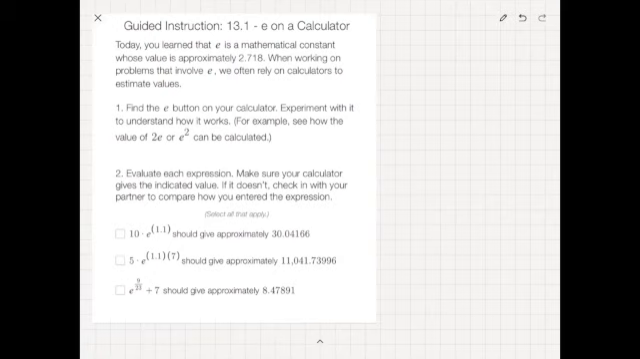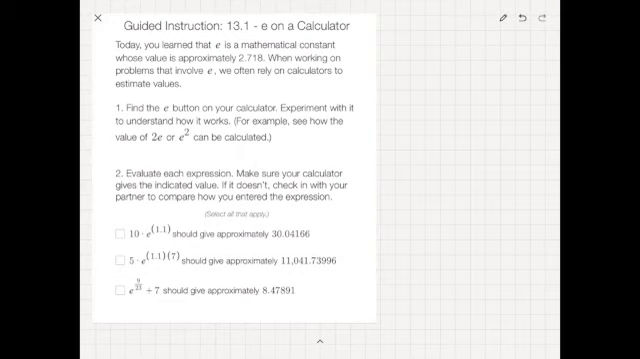So the first thing I want you to do is pull up a calculator. If you have one at home, that's cool. If you need to pull one up on the internet, that's great too. My recommendation is the Desmos Scientific Calculator, and it's linked in Google Classroom with this assignment. So go ahead and open that up. I want you to find the E button on your calculator and experiment with how it works. See if you can do 2 times E or E squared. See if you can calculate a few of those. So pause the video, play around with the calculator real quick, and see how it works.